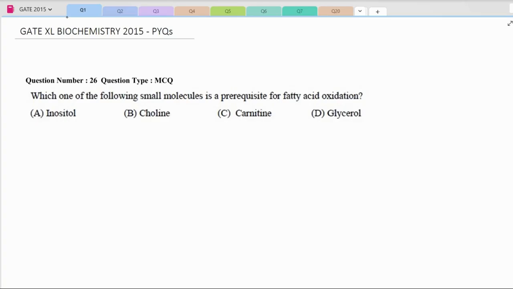Which one of the following small molecules is a prerequisite for fatty acid oxidation? If you have read about fatty acid oxidation, the correct answer here is carnitine. That is because it acts as a carrier to transport acyl groups into the mitochondria for fatty acid oxidation. So the correct answer here is carnitine. That's a pretty fact-based easy question. Moving on to the next question.